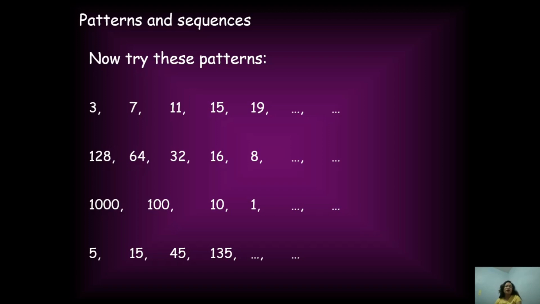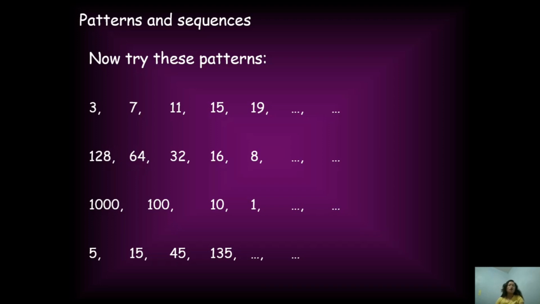So what is the pattern used here? The numbers are 3, 7, 11, 15, 19. What would be the next digit here? I think adding 4. So let us try. 3 plus 4 is equal to 7. 7 plus 4 is equal to 11. 11 plus 4 is equal to 15. Then 15 plus 4 is equal to 19. So 19 plus 4, the next digit is 23. Then 27. 23 plus 4 is equal to 27.